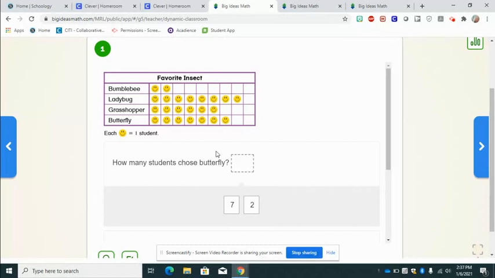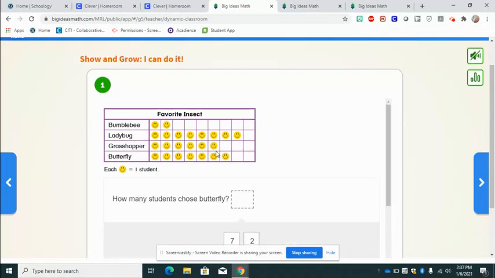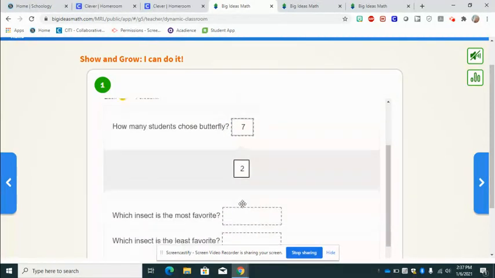Okay, now we're going to do the show and grow activity, which is also on page 620 in your math books. This is your favorite insect. So this is a graph of students' favorite insects: bumblebees, ladybugs, grasshopper, and butterfly. And each smiley face equals one student. Our question says, how many students chose butterfly? So we're going to look beside butterfly and count the pictures in the graph. We're going to count the smiley faces. 1, 2, 3, 4, 5, 6, 7. 7 students chose butterfly.